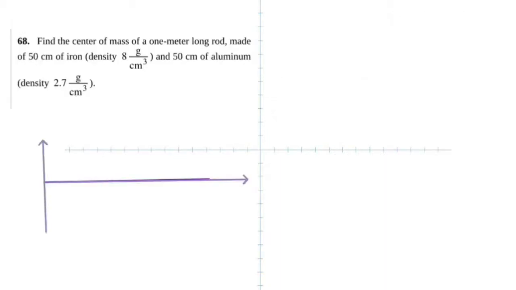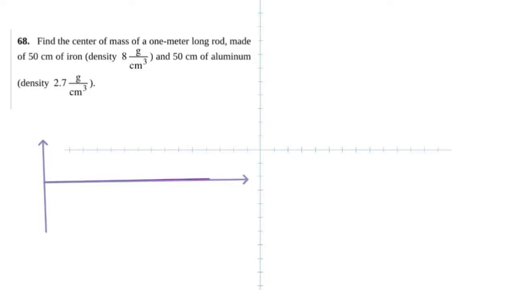All right, here is another question. This is on center of mass. You have to find the center of mass of a 1 meter long rod made of 50 centimeters of iron and 50 centimeters of aluminum. And both of their densities are given.